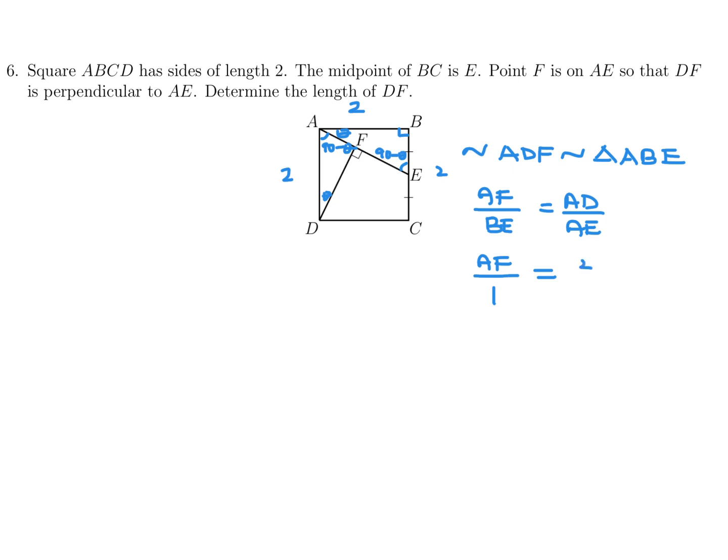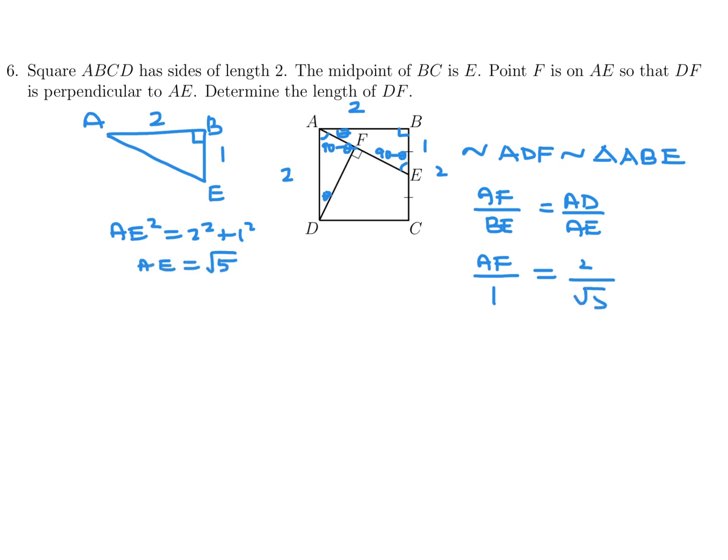AD, well, that's 2. AE, oh, that I can figure out with Pythagoras. So if we have A, B, and E, this is 1, that's 2. So AE would be the square root of 2 squared plus 1 squared. So AE would be root 5. So there you go, root 5. So AF is 2 over root 5, basically.